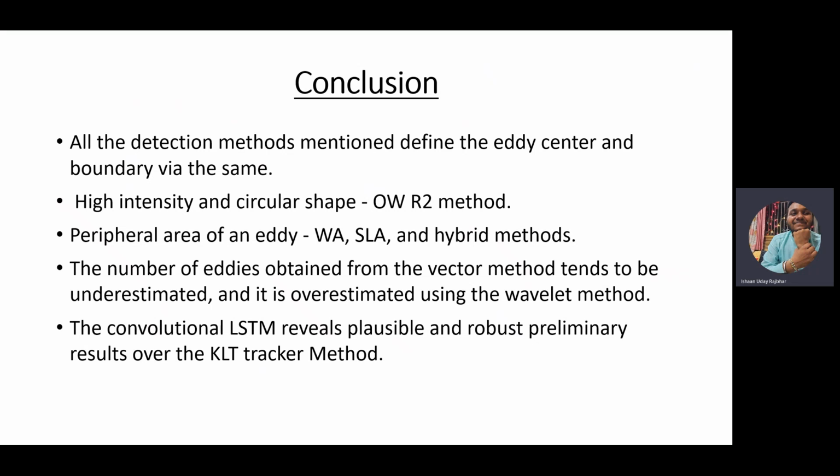So, to conclude, all the detection methods mentioned define the eddy center and boundary via the same procedure. High intensity and circular shape results are obtained and are tracked by the Okubo-Weiss R2 method. The methods that basically focus on the peripheral area of an eddy are the WA method and the SLA method. The number of eddies obtained from the vector method tends to be underestimated, and it is overestimated in the wavelet method. And the convolutional LSTM reveals plausible and robust preliminary results over the KLT tracker method.